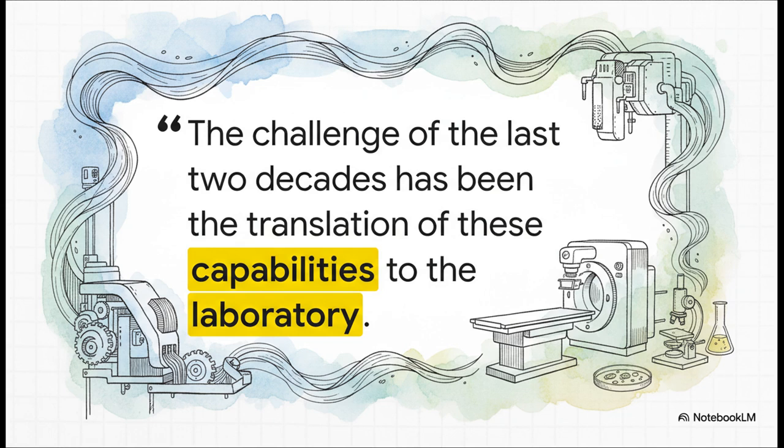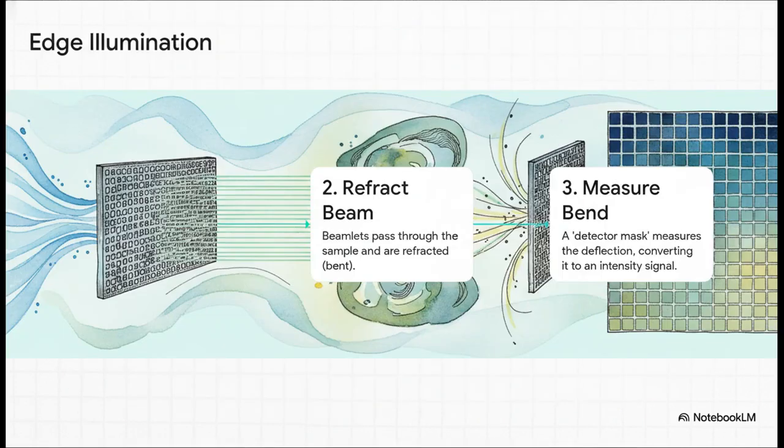And that's where researchers like Professor Alessandro Olivo and his team at University College London come into the story. They basically spearheaded the mission to take phase contrast imaging out of the giant synchrotron and shrink it down into a machine that could fit in a regular hospital or a lab. And their solution was just so clever. It's a technique they called Edge Illumination.